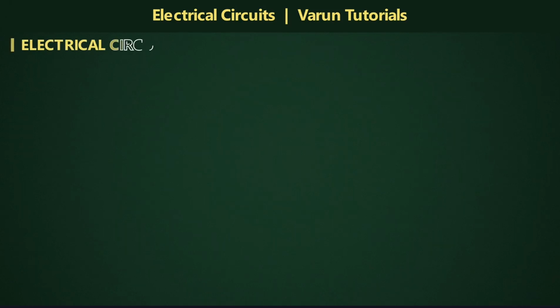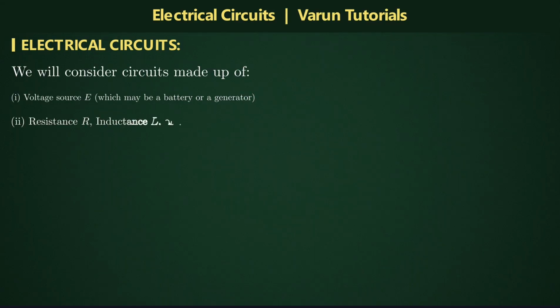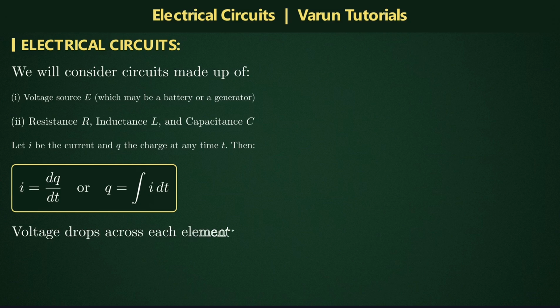Let's study electrical circuits. We will consider circuits made up of the following basic electrical components. First, a voltage source, represented by E, which may be a battery or a generator. Second, passive elements: resistance, inductance, and capacitance. Let I be the current flowing in the circuit and Q be the charge on the condenser plate at any time t. Then, current I is the derivative of charge, dQ/dt, and charge Q is the integral of current I dt.